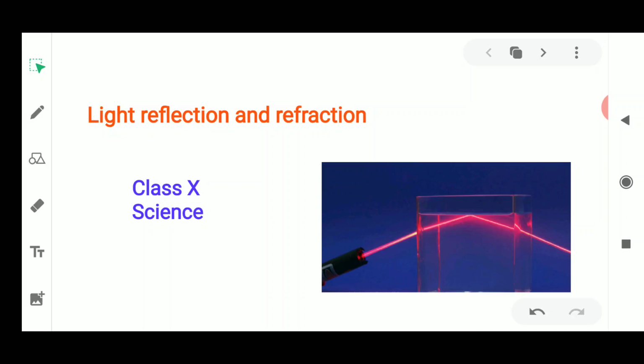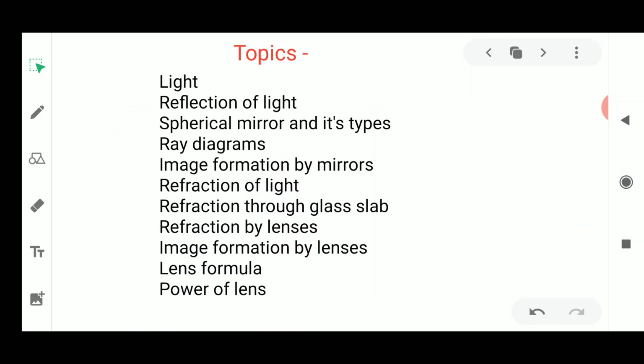Before starting today's video, I would like to tell you all what topics are to be discussed in this chapter. The first topic will be the introduction to light, then we'll go on to the reflection of light, and then we are going to study the spherical mirror and its types, and then we will see the ray diagrams, means the diagrams made with the help of the rays coming from the various objects, and then after striking, how they are going to behave.